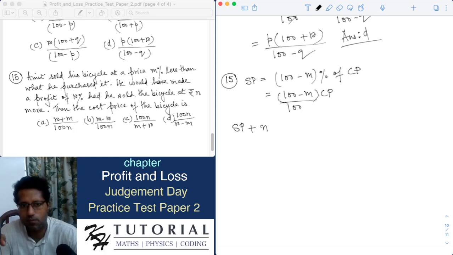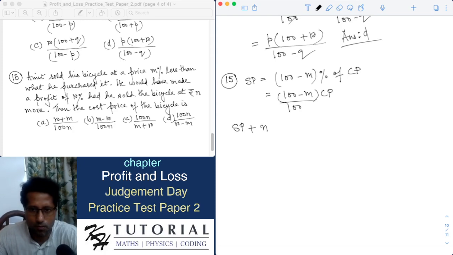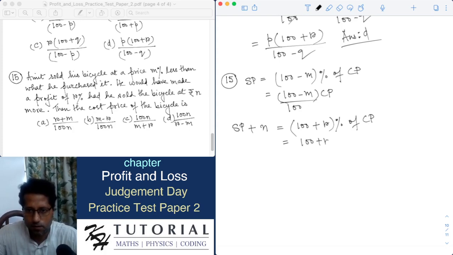Rupees N more means more than what he sold the first time. So SP plus N should be equal to, since he is making a profit of R%, the selling price should be R% more than the cost price. So this is 100 plus R percent of CP. The CP, the cost price of the bicycle, remains the same. So this equals (100 plus R) divided by 100, into CP. Now we have to find CP.